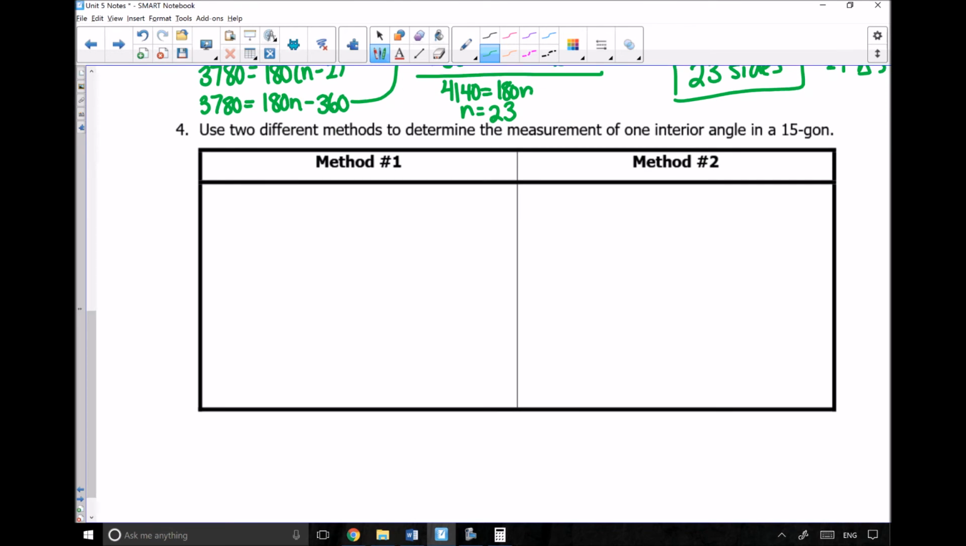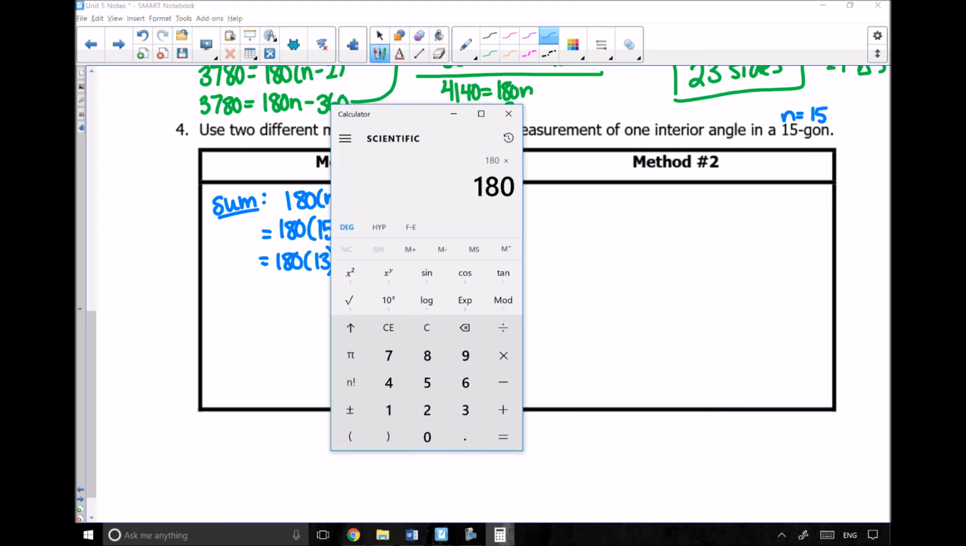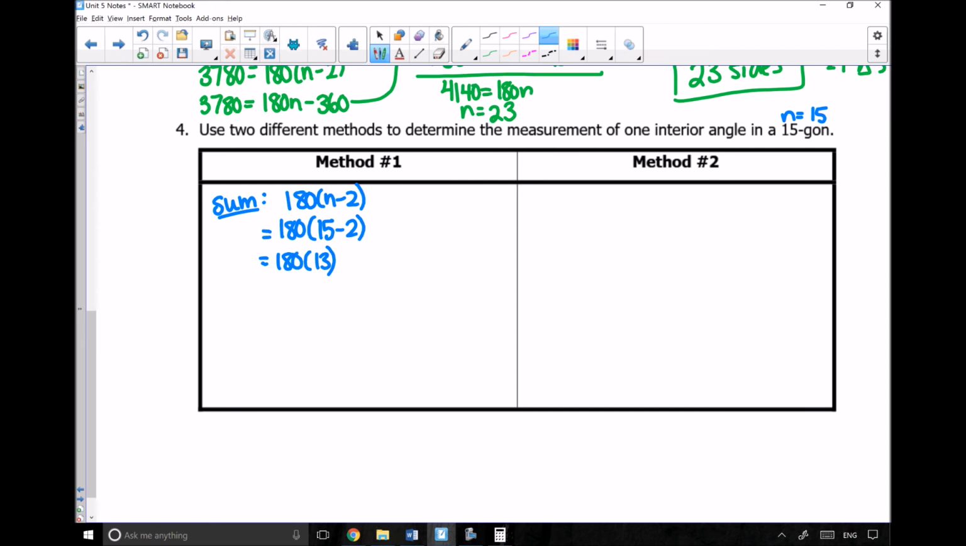Use 2 different methods to determine the measure of one interior angle of a 15-gon. So the first method is what we did in question number 2. I know that the sum is going to be equal to 180 times n minus 2. So I know right here that n is 15. So I can just say that the sum is equal to 180 times 15 minus 2. So I end up getting 180 times 13. When I multiply 180 by 13, I end up getting 2,340. That's the sum.